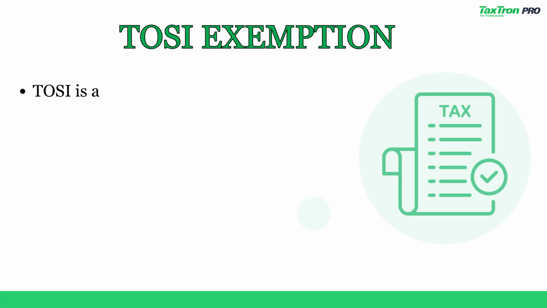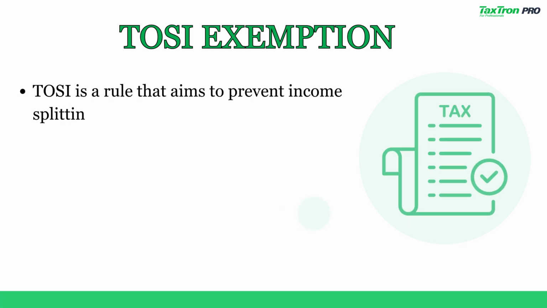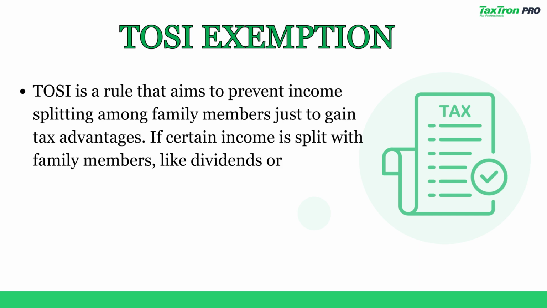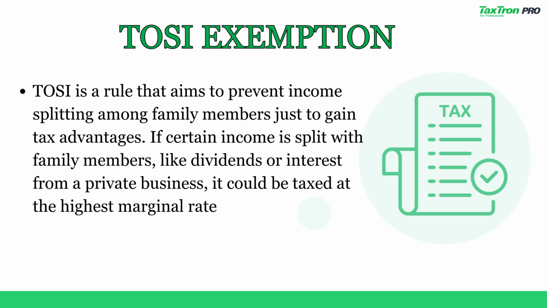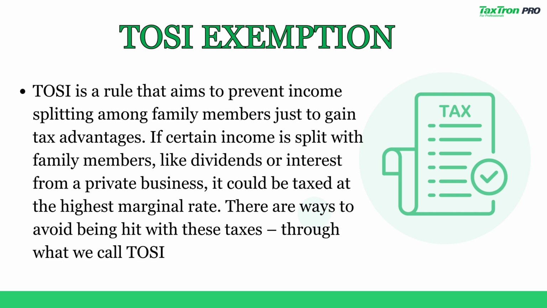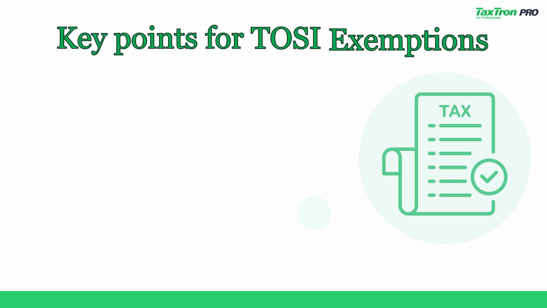To give you a quick overview, TOSI is a rule that aims to prevent income splitting among family members just to gain tax advantages. If certain income is split with family members, like dividends or interest from a private business, it could be taxed at the highest marginal rate. But don't worry. There are ways to avoid being hit with these taxes, through what we call TOSI exemptions. Let's go through them. Number 1.